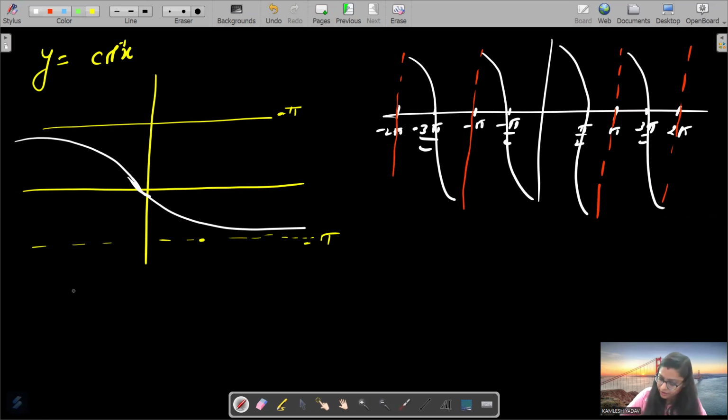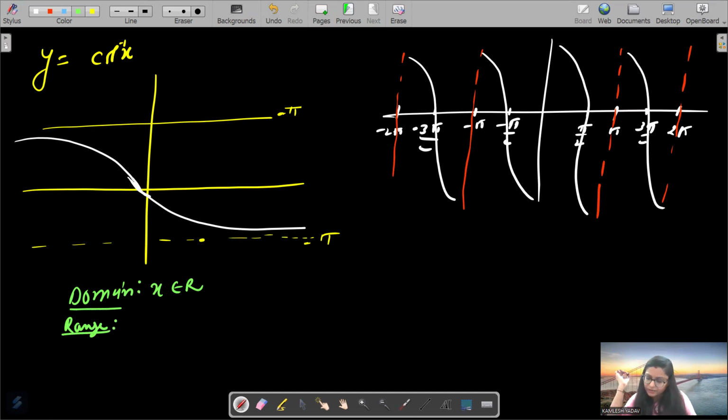So here, domain, it is clearly seen that x belongs to R. And what about the range? So here range, we see where our curve lies, for cot inverse x now. So which is 0 to pi. Okay, which lies between 0 to pi.